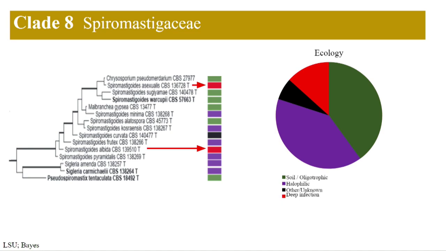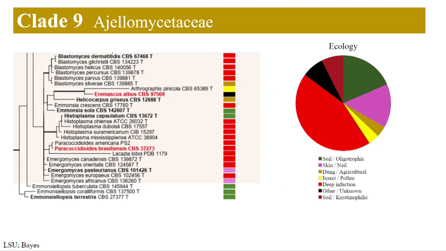They all have hemolytic activities, but these 2 species also have urease activity. And the last clade was Ajellomycetaceae, and this is known for the systemic infection agents in the order. And as you can see, they were mostly from deep infections.